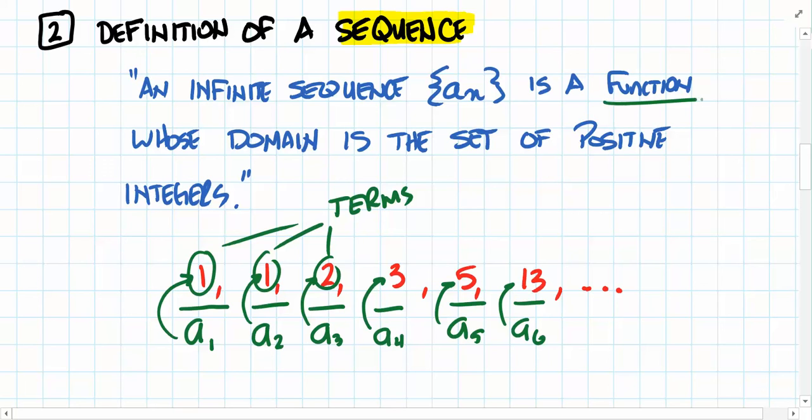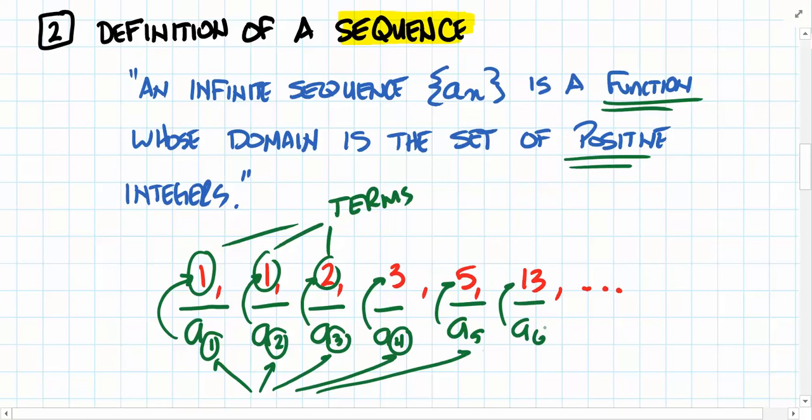When it says it's a function, it means that when I plug in a 1, I get out a 1. When I plug in a 2, I get out a 1 also. When I plug in a 3, I get out a 2. When I plug in a 4, I get out a 3. That's what they're saying. The domain is the set of positive integers. This is your domain: the 1, the 2, the 3, the 4, the 5, and so on. So the domain is the little subscript down below, and it consists of all the positive integers.